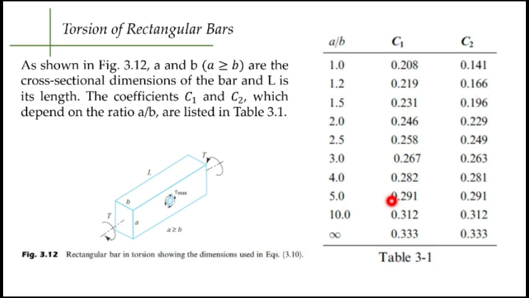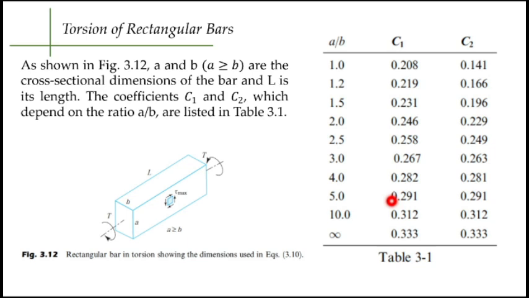So therefore, in solving torsion of rectangular bars, you always have to look for the sides. And whatever side is the longer, that is A. Automatically, that's A. And the shorter side is B.